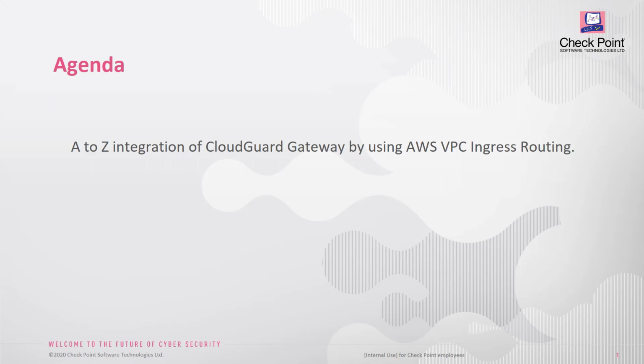AWS announced at the beginning of the year that they support VPC Ingress Routing. This feature really simplifies the integration with Checkpoint CloudGuard Gateway. So if you have existing workloads that are not protected by IPS or anti-bot, and you want full visibility and control on all ingress and egress traffic, you can now get it all in just a few simple configuration steps. And if you decide you want to roll back, it will just take you a few seconds.